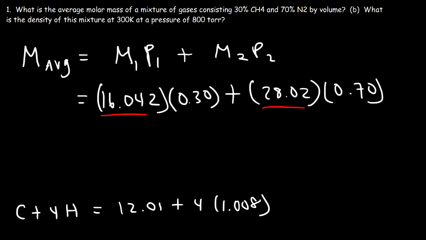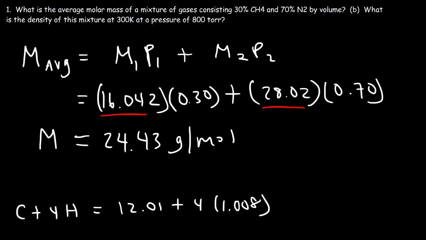So let's go ahead and type this in. 16.042 times 0.3 plus 28.02 times 0.7. So this will give you a weighted average of 24.43, which is closer to 28. So that's the average molar mass of this mixture.